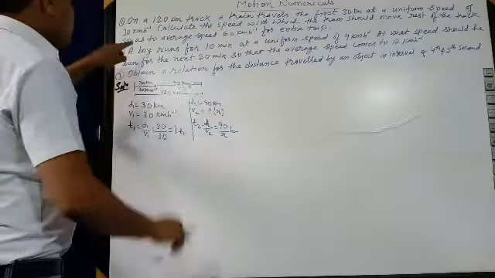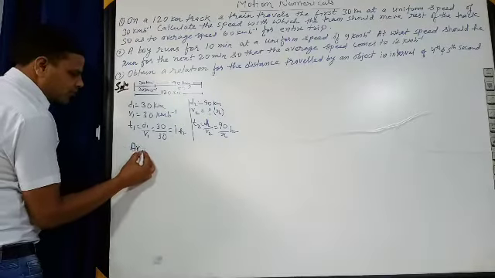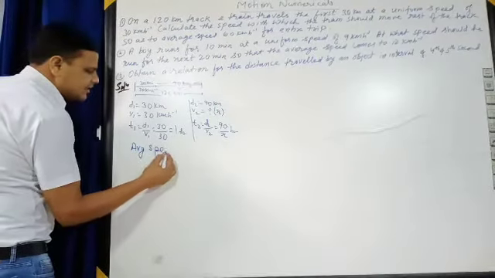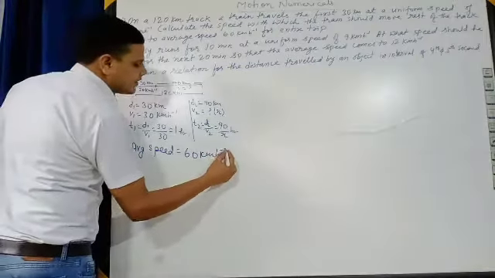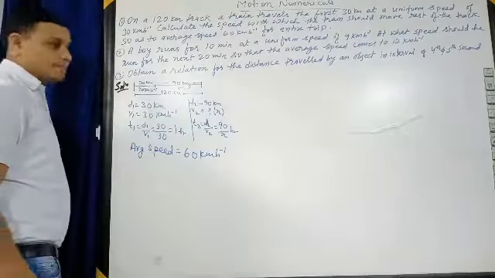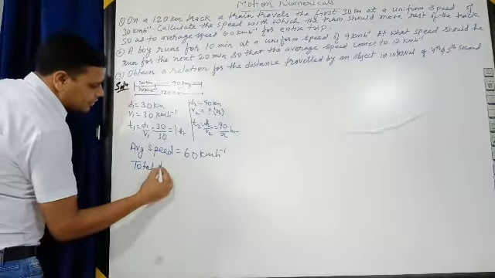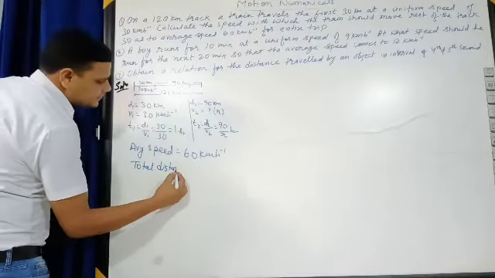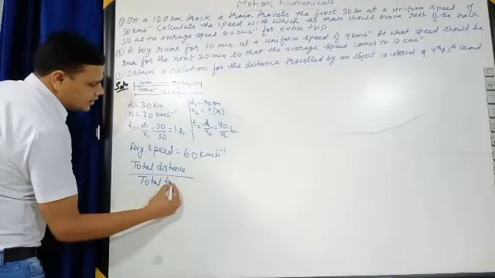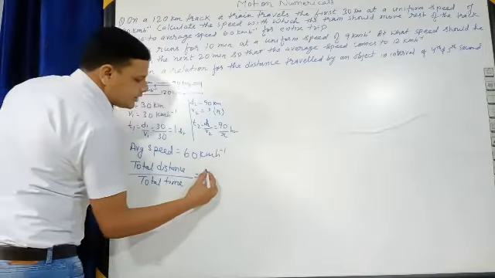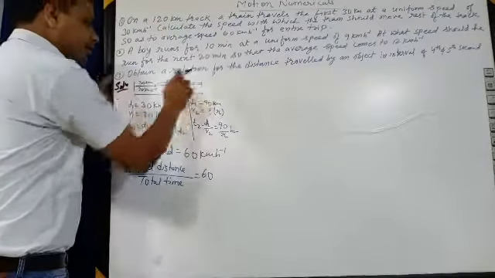Now we know that the average speed is 60 km per hour. So we will use the formula for average speed. It is given as 60 km per hour. For average speed, we know that average speed means total distance upon total time taken. Total distance is 120.